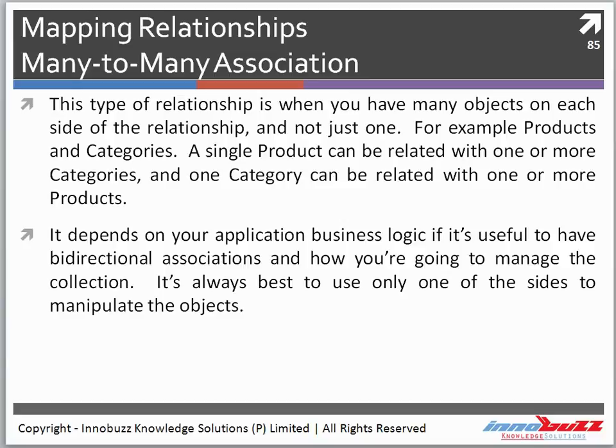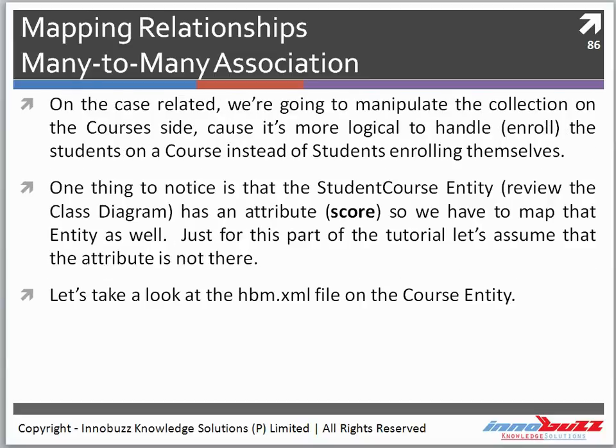On the model proposed, the relation between a student and a course is almost like this if the score attribute was not included. Let's assume that for this part of the tutorial, the score attribute does not exist. Let's see how the course mapping file will look like.